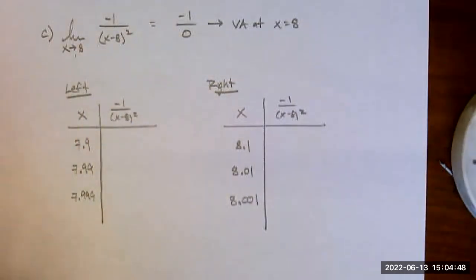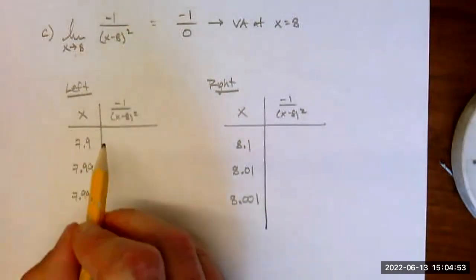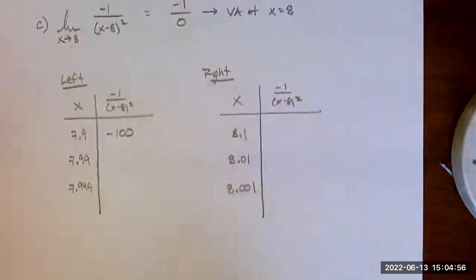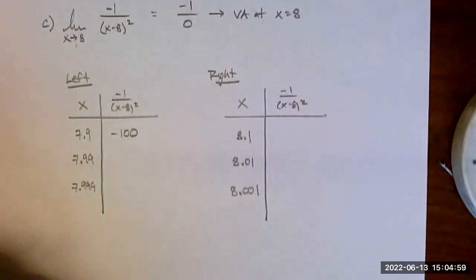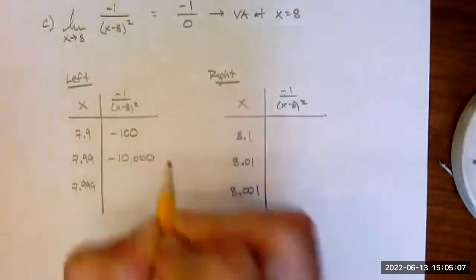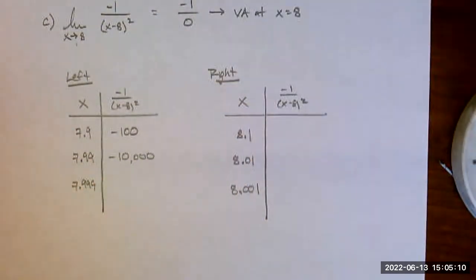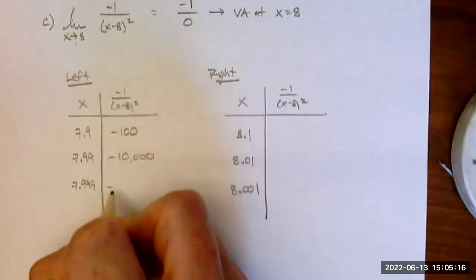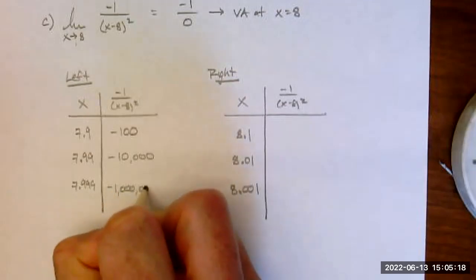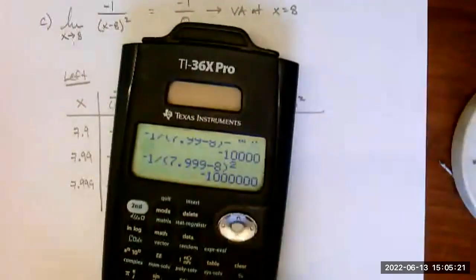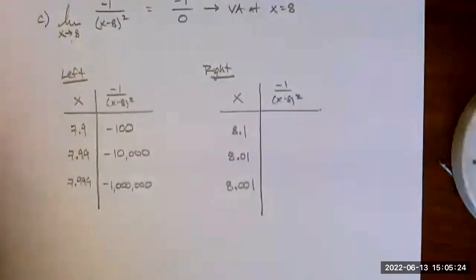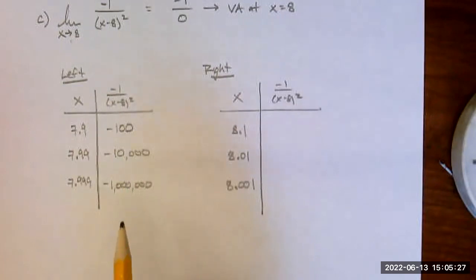Let's see here, negative 1 over 7.9 minus 8 quantity squared, negative 100. Or 7.99, negative 10,000. Okay. 7.999 plugging in, negative 1,000,000. Let me count those zeros again. 1, 2, 3, 4, 5, 6. Yeah, negative 1,000,000. Okay. Seems to be going to negative infinity.